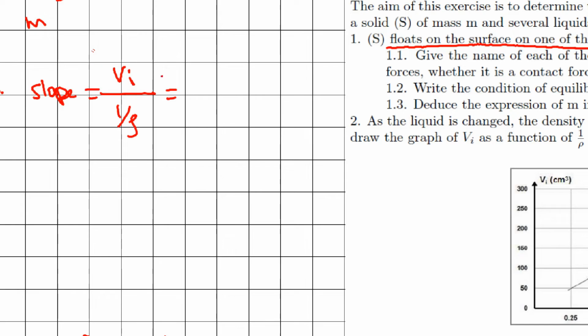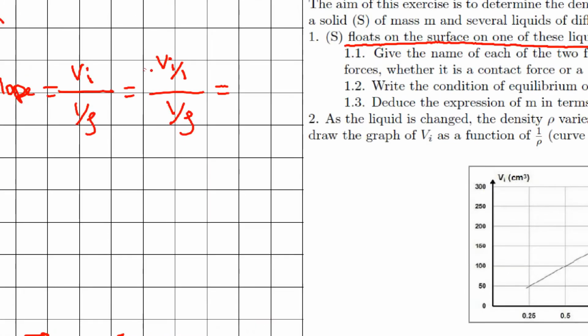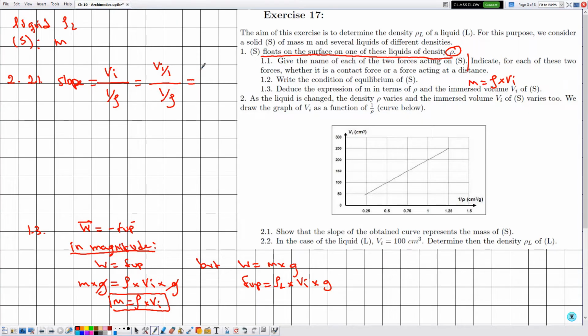Now here, because Vi is not divided by anything, we consider it to be divided by 1. Now here, Vi multiplied by ρ and 1 multiplied by 1. So in other words, far with far, near with near. So it is Vi multiplied by ρ divided by 1 multiplied by 1. But knowing that in part 1.3, it is Vi multiplied by ρ.